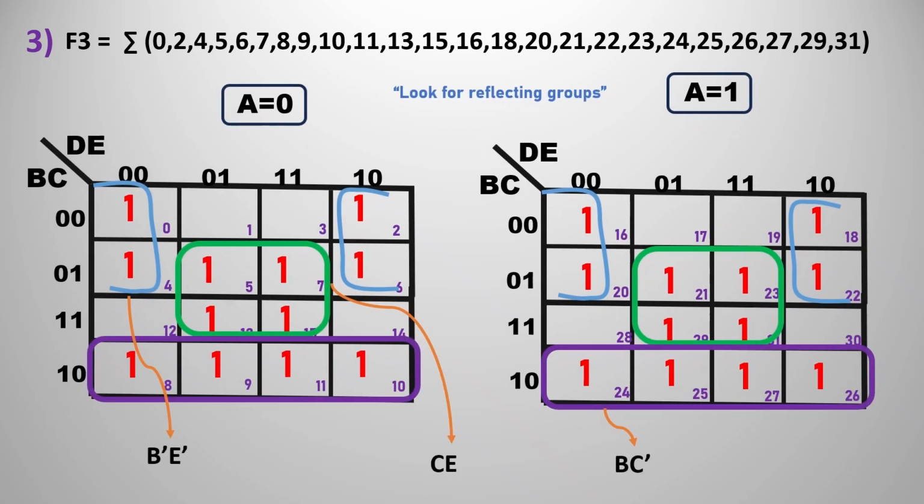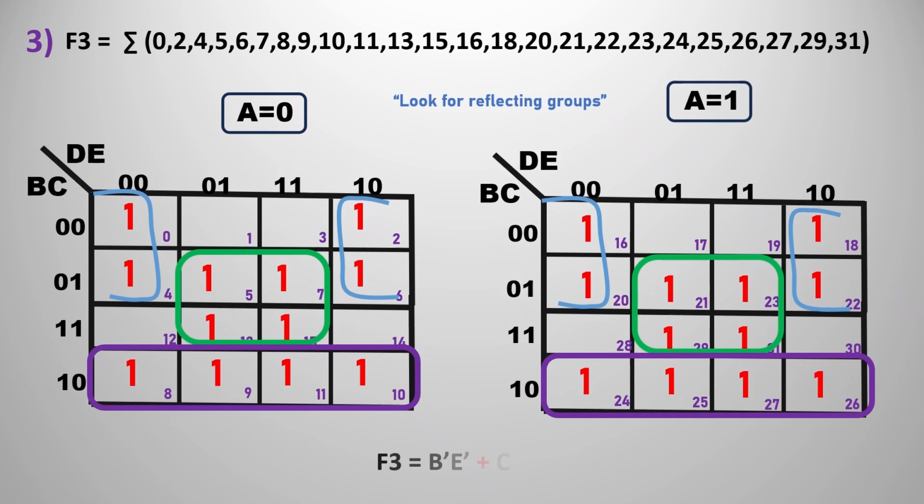The next reflecting group is also a group of 8, highlighted in purple, in a single horizontal row, and in the second K map also a horizontal row. So that is BC bar, the green highlighted group is CE, and the blue highlighted group is B bar E bar. If you see clearly, none of the terms contain A, because all these 3 groups are reflecting groups. A would be changing from 0 to 1, so we should not consider A for reflecting groups. So this is the final output expression after adding the 3 group terms.